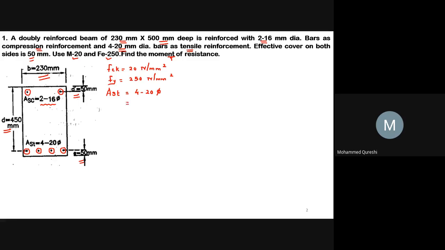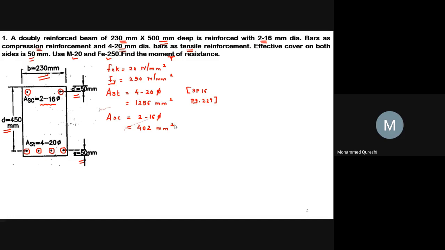Using SP16 page number 229, or using the equation n into pi by 4 into d square, you may get the value of Ast as 1256 mm square. And the area of steel in compression zone, Asc, is given in the data as two numbers of 16 dia bars. So using SP16 page 229, we will get Asc as 402 mm square.